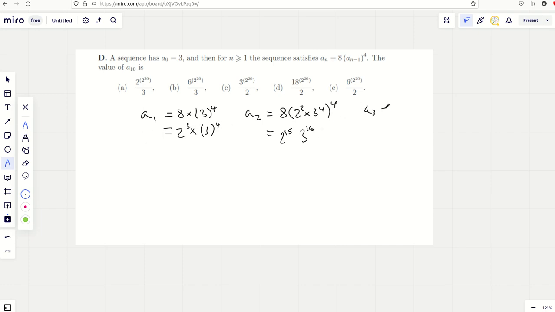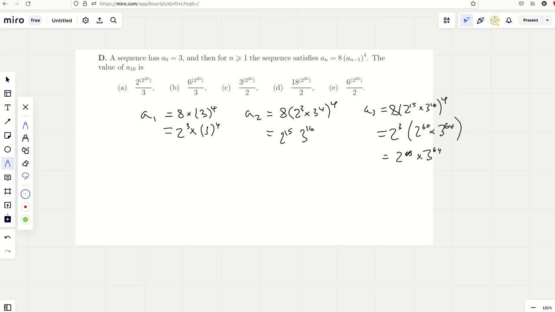Now if you go to A3, if you're brave enough to go to A3, you get the pattern because you've got 2 to the 15 times 3 to the 16 to the power of 4. I'm sure you can see what's going to happen here. We've got 2 to the 3 times 2 to the 60 times 3 to the 64. Add the power on, you got 2 to the 63 times 3 to the 64.